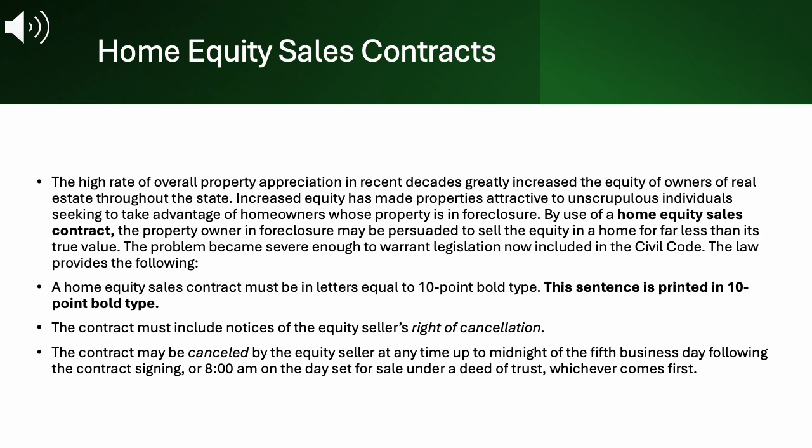The law provides the following. A home equity sales contract must be in letters equal to 10-point bold type. This sentence is printed in 10-point bold type. The contract must include notices of the equity seller's right of cancellation. The contract may be canceled by the equity seller at any time up to midnight of the 5th business day following the contract signing or 8 a.m. on the day set for sale under a deed of trust, whichever comes first.